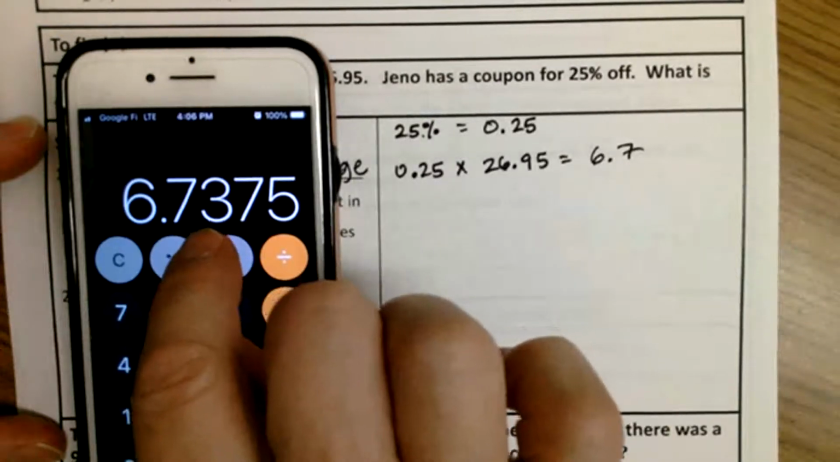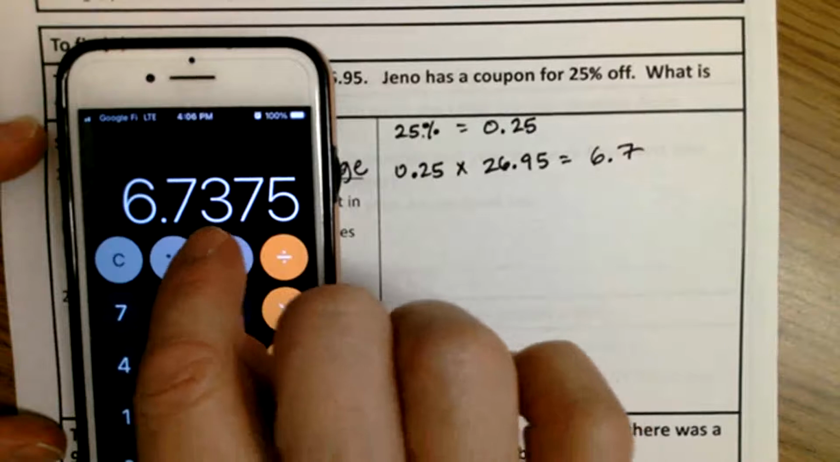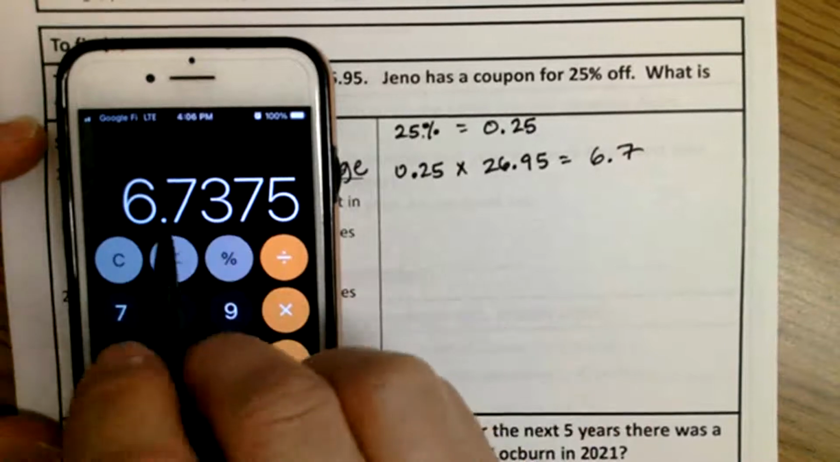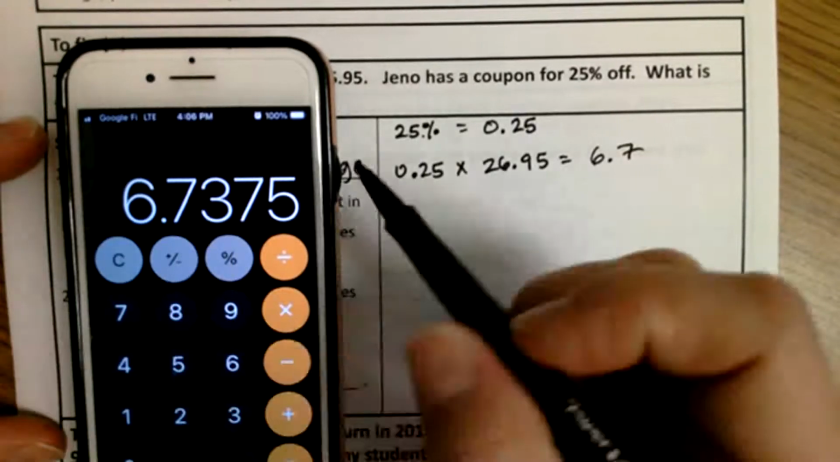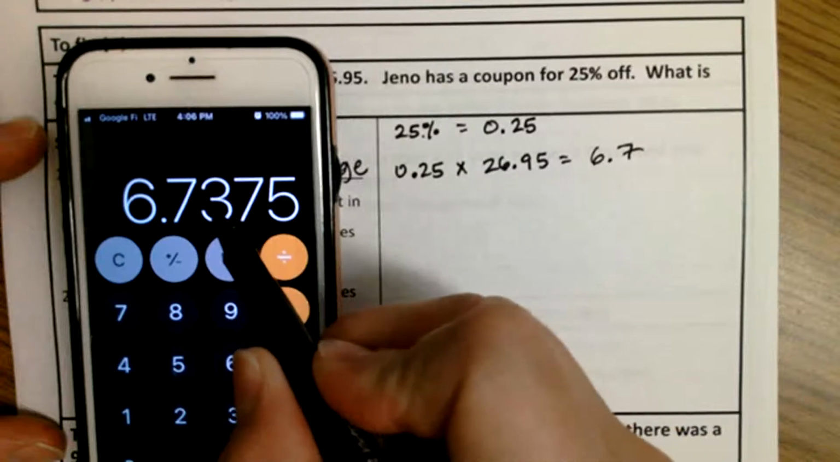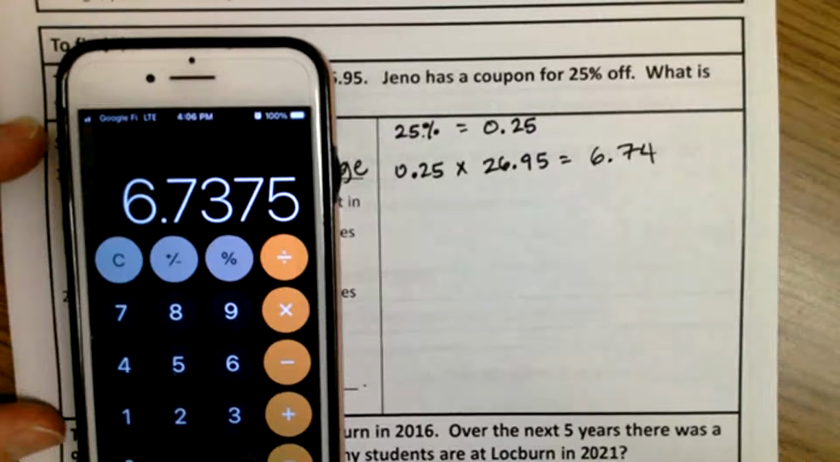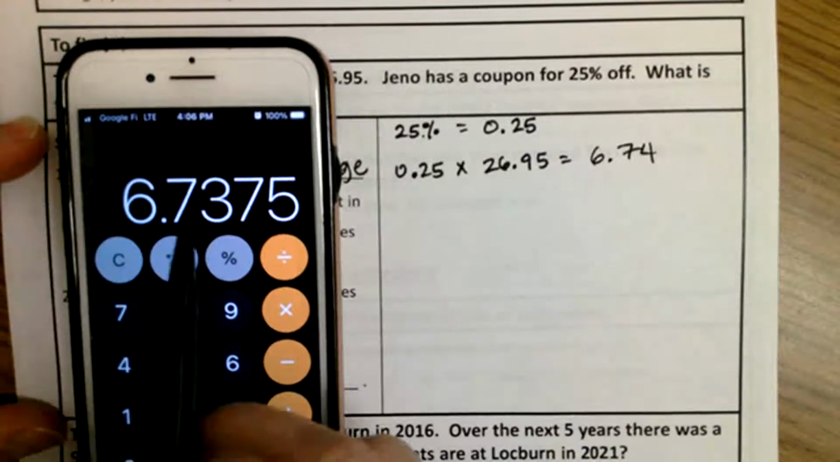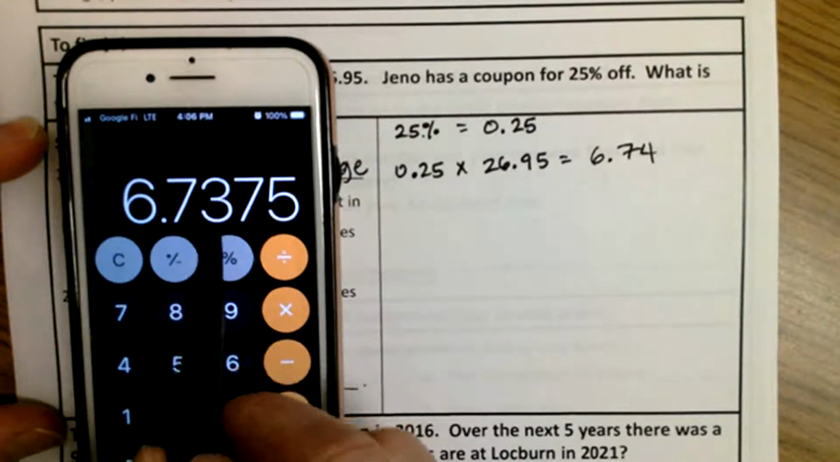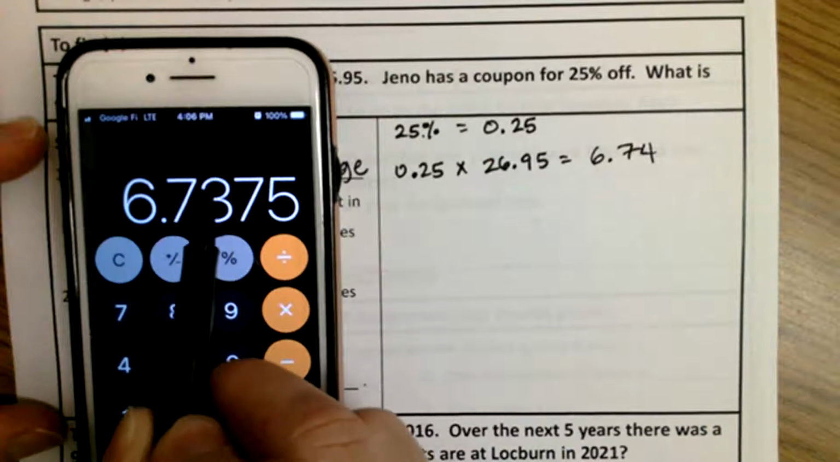6.7. And we're talking about money here, so I want dollars and cents. So I only want 2 places after the decimal. So I'm going to use this 7 to round this 3 to 4. Okay, $6.74.